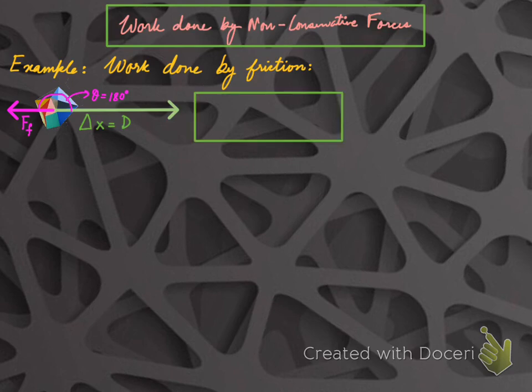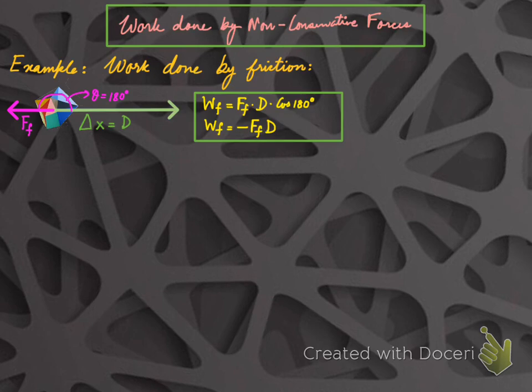And so the work done by friction is going to be the force of friction times D times cosine 180 degrees, which is just negative the force of friction times D.